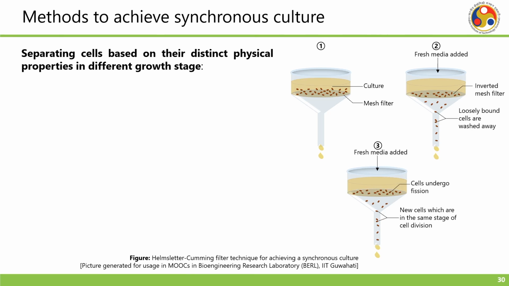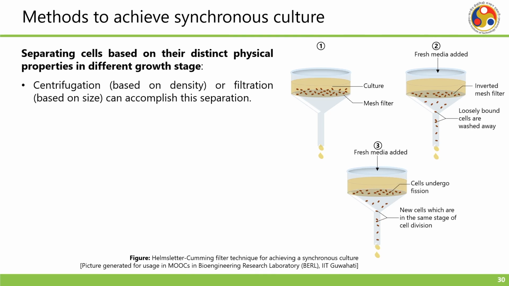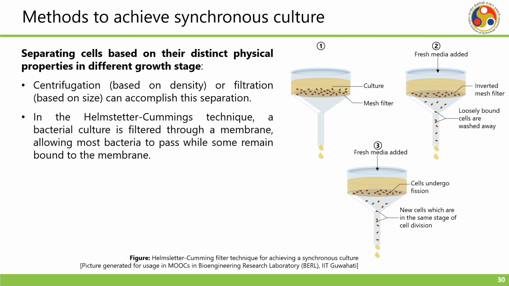So, another way is to separate cells based on their distinct physical properties in different growth stages, which can be done by centrifugation based on density or filtration based on size. We can separate the cells which are in various phases of their growth.